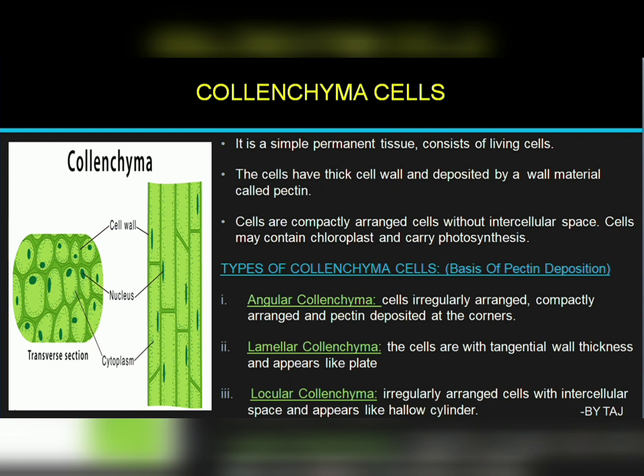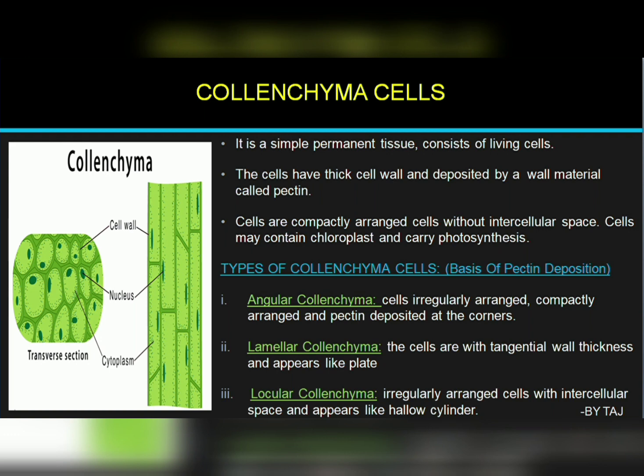Some of the collenchyma cells present in the stem of the plant carry out the photosynthesis process. The collenchyma cells are again classified into three types depending on the pectin deposition: angular collenchyma, lamellar collenchyma and lacunar collenchyma. Coming to the first one, angular collenchyma. These cells are irregularly and compactly arranged, and pectin deposition occurs at the corner regions.